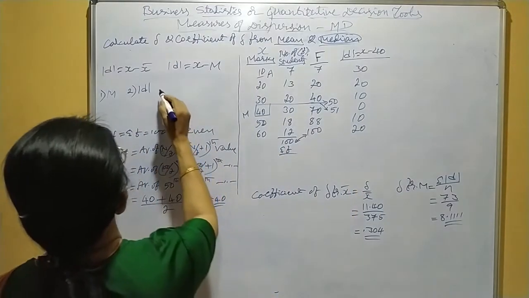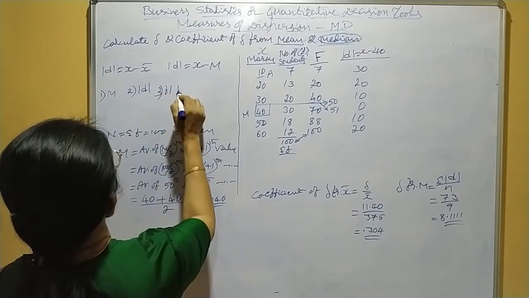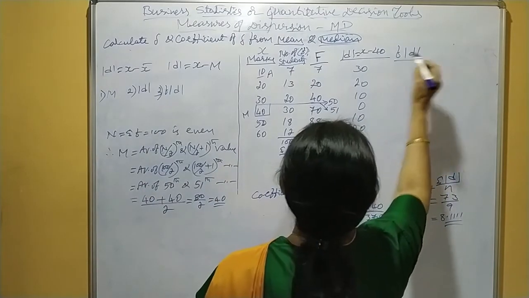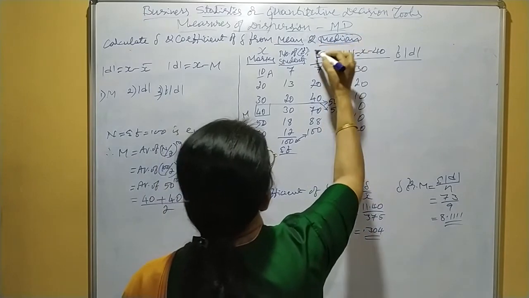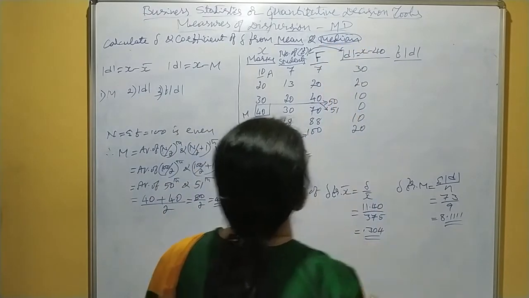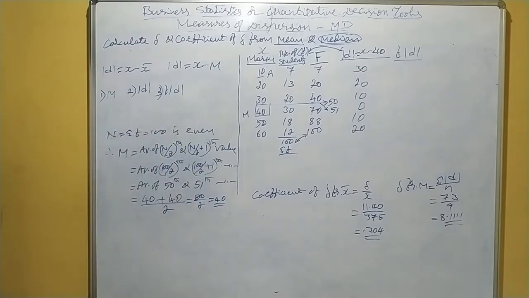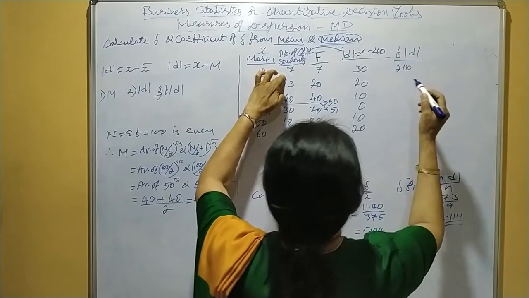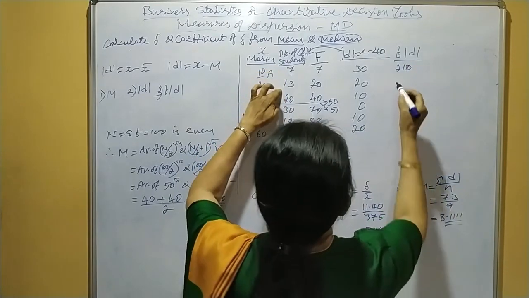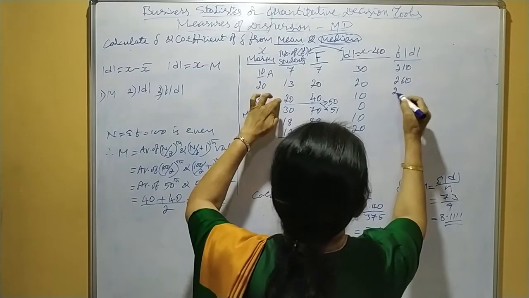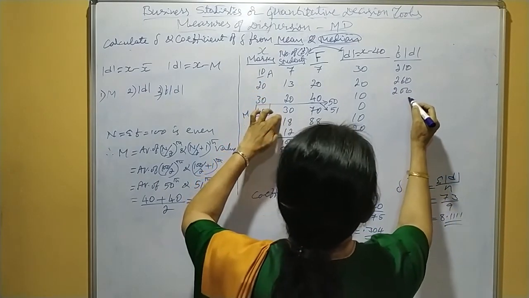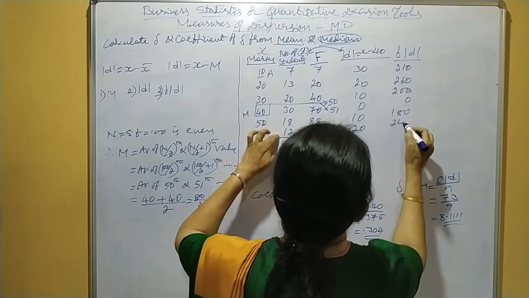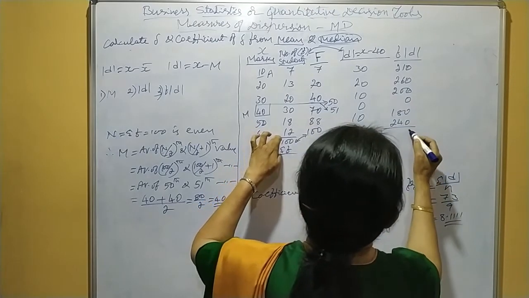Next step, third step, is f modulus d, that is f into modulus d. Here don't get confused with the cumulative frequencies; you have to multiply ordinary frequencies and modulus d. 7 into 30, 13 into 20, 20 into 10, 30 into 0, 18 into 10, 12 into 20. Now take the total.